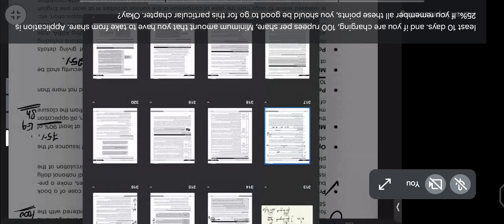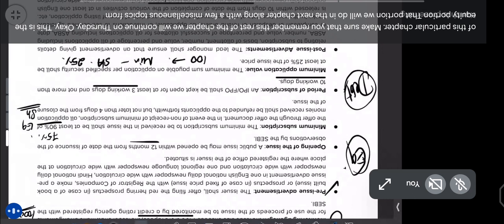If you remember all these points, you should be good to go for this particular chapter. Okay. So this is a major chunk of this particular chapter. Make sure that you remember this. Rest of the chapter we will continue on Thursday. Okay, this is the portion we will do in the next chapter along with a few miscellaneous topics from this chapter.